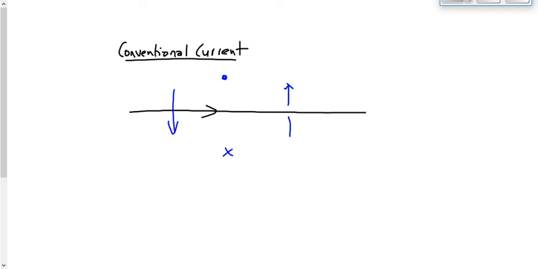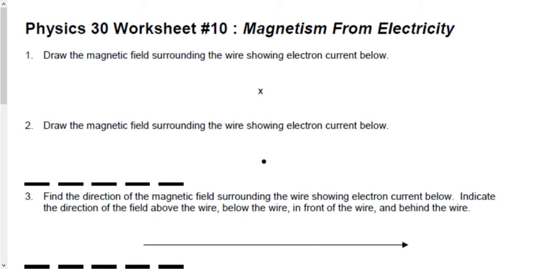All right, I'd like you right now to work on worksheet number 10. There are 6 questions on this worksheet. It's going to go fairly quickly for us. We're going to work on the whole thing in class here and not take it home for homework. We'll give you about 10 minutes or so to do that.